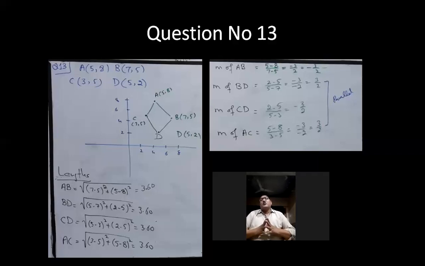Another important thing about a rhombus is that its opposite sides are parallel to each other. So we will find the gradient of the AB, the BD, the DC, and the AC. Here you can see that I have tried to find the gradient of the AB, and the formula is very simple. It's y2 minus y1 divided by x2 minus x1. So here we have 5 minus 8 divided by 7 minus 5. It will be minus 3 by 2. And in the same way, I will find the gradient of the BD.